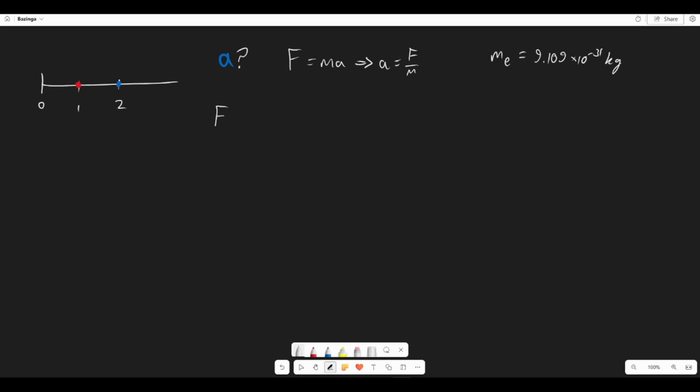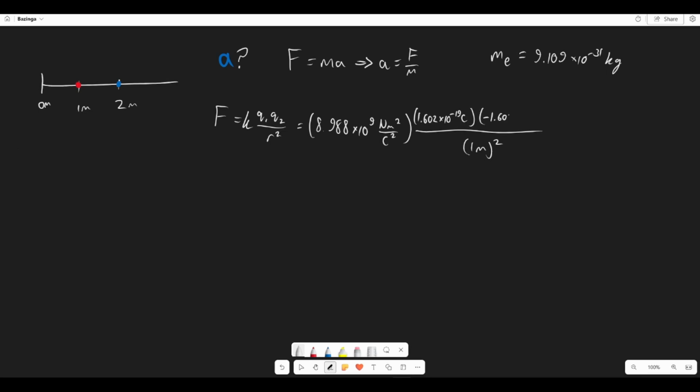Coulomb's law states that F equals kq1 q2 by r squared. We can substitute in k, and writing the units on the axis, we can determine the distance r to be 1 meter squared. As this is a proton and an electron, we know that the charge of the proton is simply the elementary charge, 1.602 into 10 to the minus 19 coulombs, times negative 1.602 into 10 to the minus 19 coulombs, since one is a proton and one is an electron.